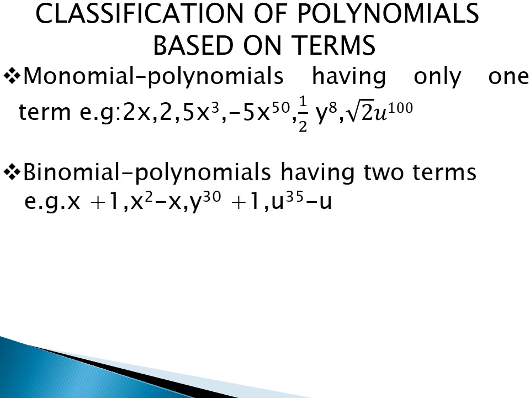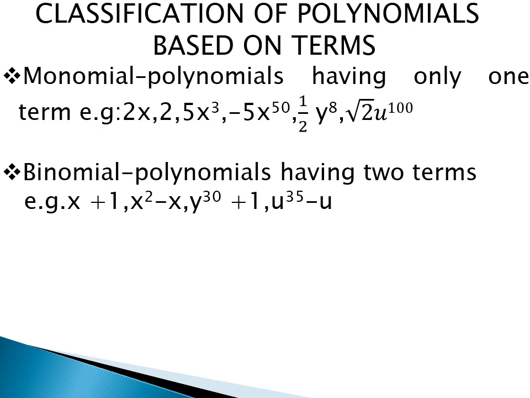Now see the example x plus 1. x is the first term, 1 is the second term. So two terms are there. So it is called a polynomial with two terms and the name is binomial. Now the second example, x square minus x. What is the first term? x square. What is the second term? x. So again you are getting two terms. So we can say it is also binomial.